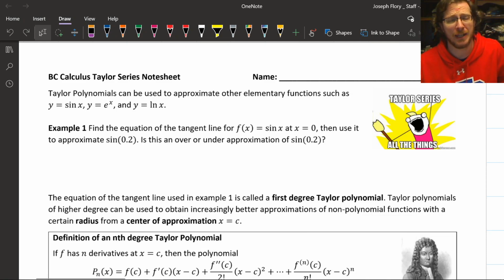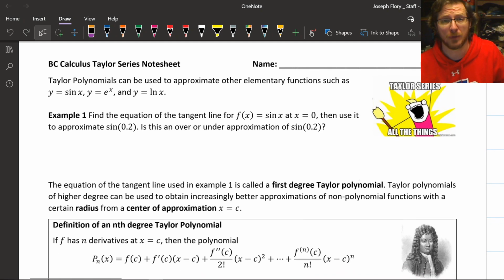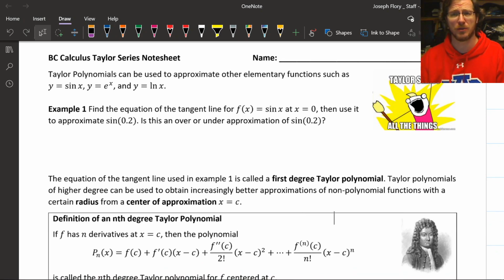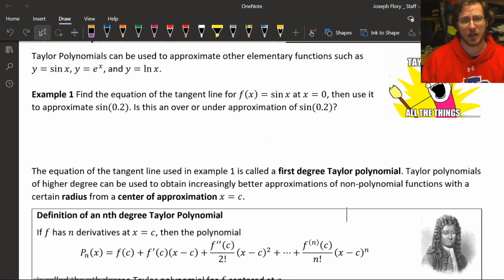Okay, in this lesson, we're going to learn about Taylor series and Maclaurin series. So, starting off at the top, it says Taylor polynomials can be used to approximate other elementary functions such as sine of x, e to the x, and the natural log of x. All right, let's look at an example of a sine of x problem.